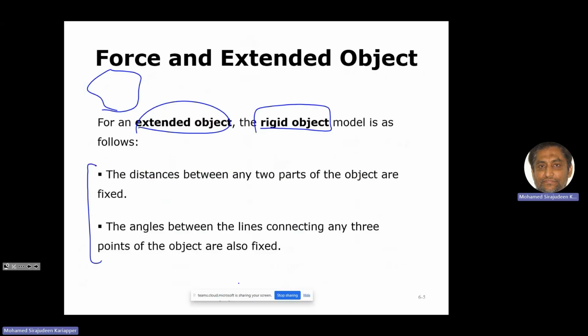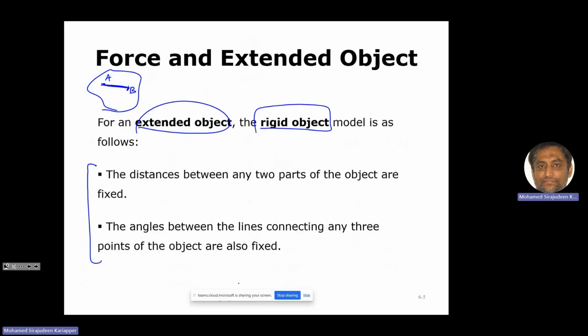Technically, these two conditions have to be satisfied for something to be rigid. Say, take 2 points on the object, A and B, any 2 points. The distance between them has to remain the same over time. It shouldn't change. But something like rubber or jelly is not the case, right?